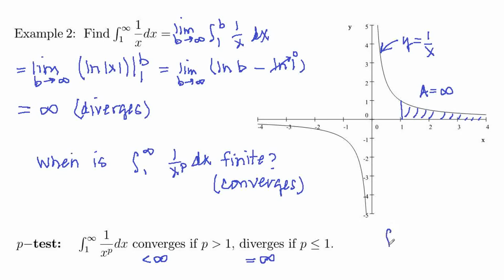So for example, we know that the integral from 1 to infinity of 1 over x to the 5th dx is going to be finite by the p-test. It converges. So that one we can use our limit definition for improper integrals and actually compute it. However, if we were going to do the integral from 1 to infinity of 1 over square root of x, that's x to the 1/2 power, that's p less than or equal to 1, so this one is going to diverge. That's going to give infinity for an answer.